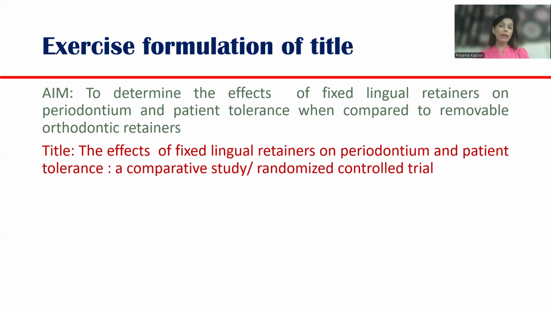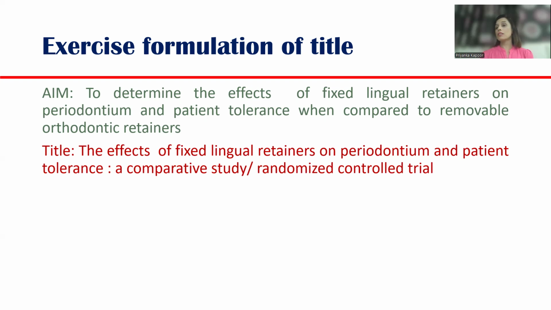Again, if I divide it into a PICO format, do I have the participant in this? Yes. The patients who have been given fixed lingual retainers. Do I have the intervention in this? Yes, the fixed lingual retainers. Do I have the comparator in this? Since it's a comparative study, I'm comparing it with one other group, which is removable orthodontic retainers. And do I have the outcome? Yes, I'm measuring the periodontium factors and the patient tolerance factors. So it's a very comprehensive title. It tells you everything, and it also tells you about the study design.